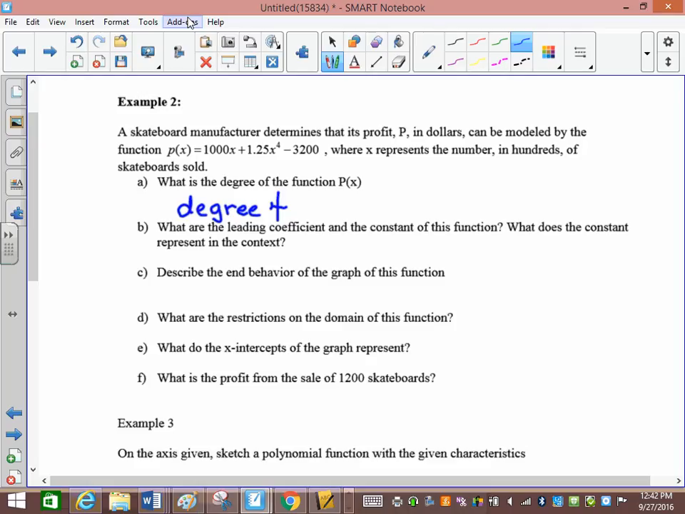Okay? What are the leading coefficient and the constant? The leading coefficient is the value in front of your largest exponent, so it's 1.25. That is your leading coefficient. What's the constant? Negative 3,200 for that.